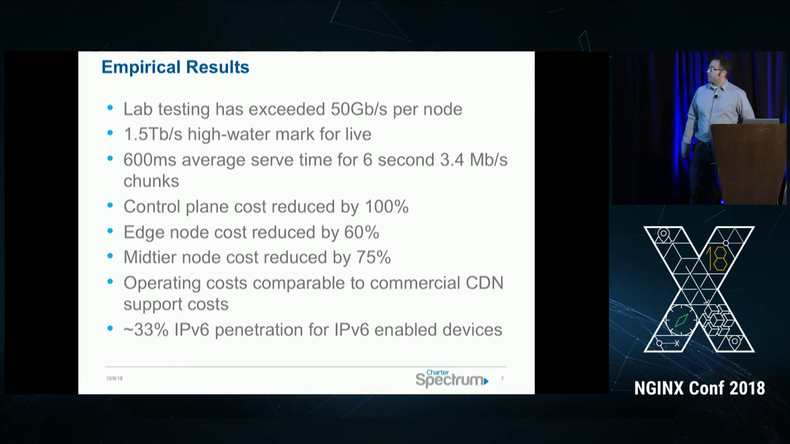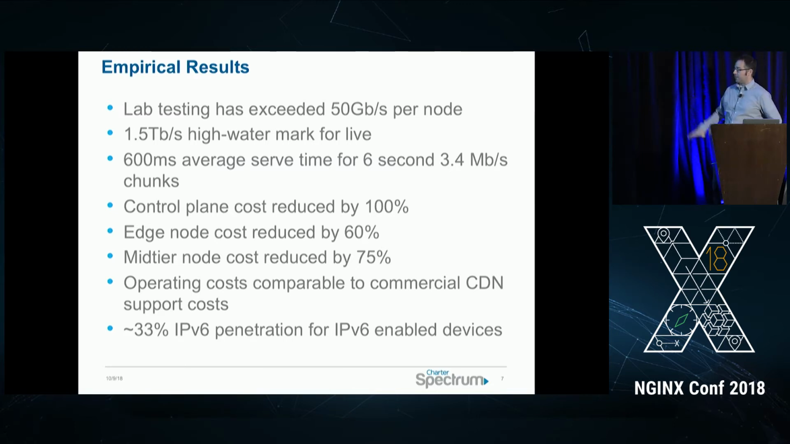So we've gotten up to 50 gigabits per second. Actually, a little north of that, I think we had about 52 gigabits per second per node. And these are 1 RU servers, so that's pretty decent density there. We hit 1.5 terabits per second pretty regularly now. That's a little outdated. That used to be our high water mark, but we're hitting 1.5 pretty regularly now. Our largest chunk, which is 3.4 megabits per second, it's a 6-second chunk, so that's about 20 megabits. We serve at about 600 milliseconds on average.